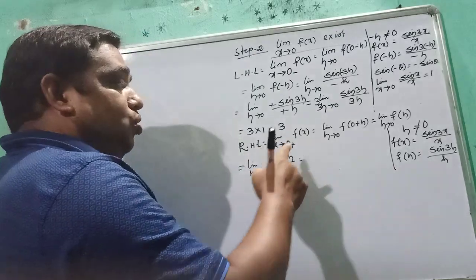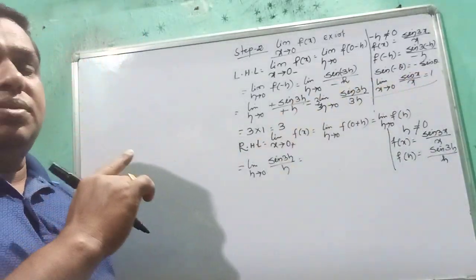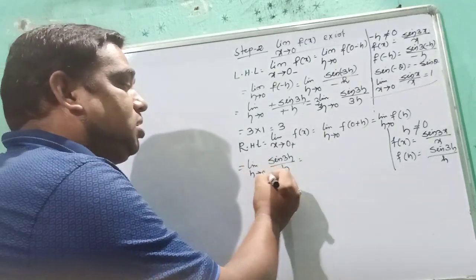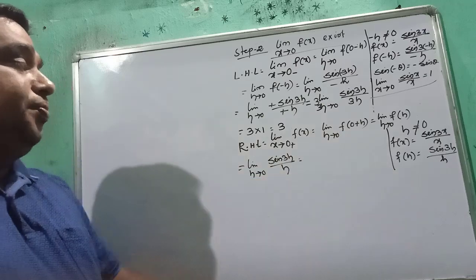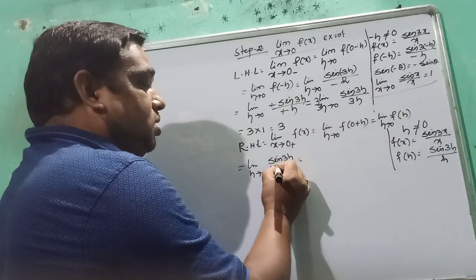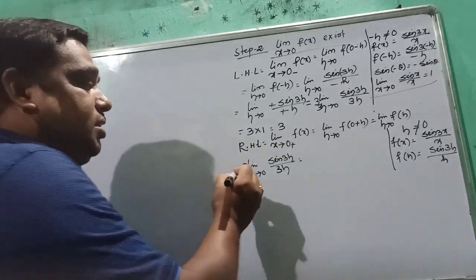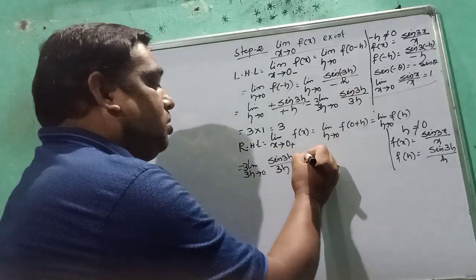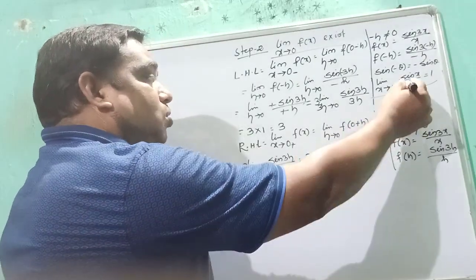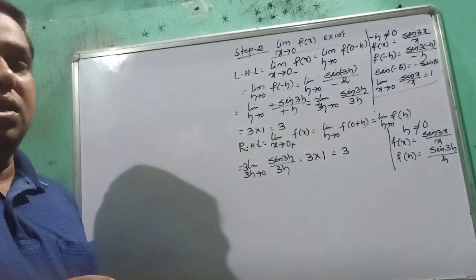To find the limit, you already know the formula: limit x tends to 0 of sin x by x is 1. So limit h tends to 0 of sin 3h by h, what is its value? We have to first multiply and divide by 3. As h tends to 0, 3h also tends to 0. So its value is 3 into, according to the formula, 1. So its value is 3.